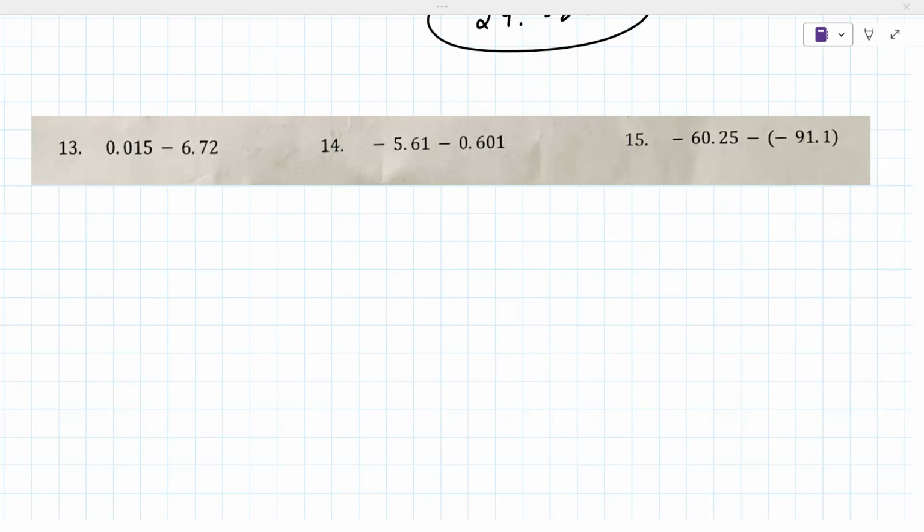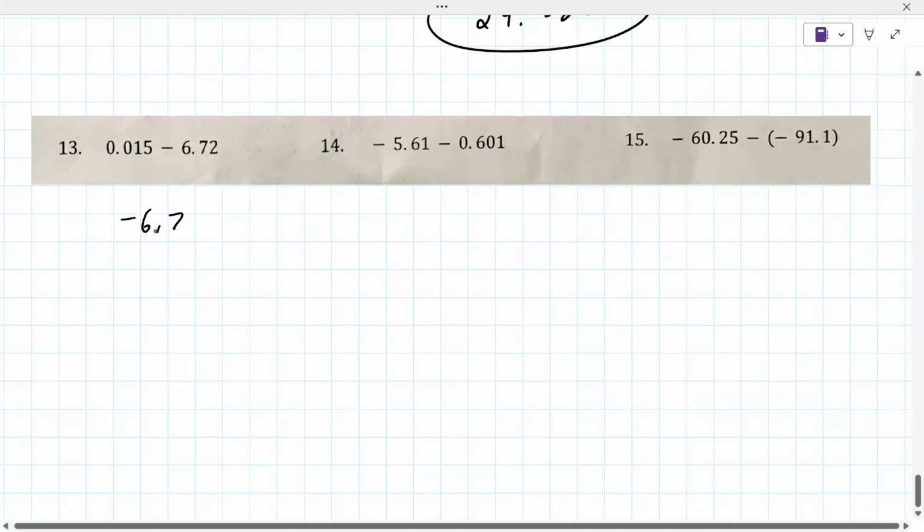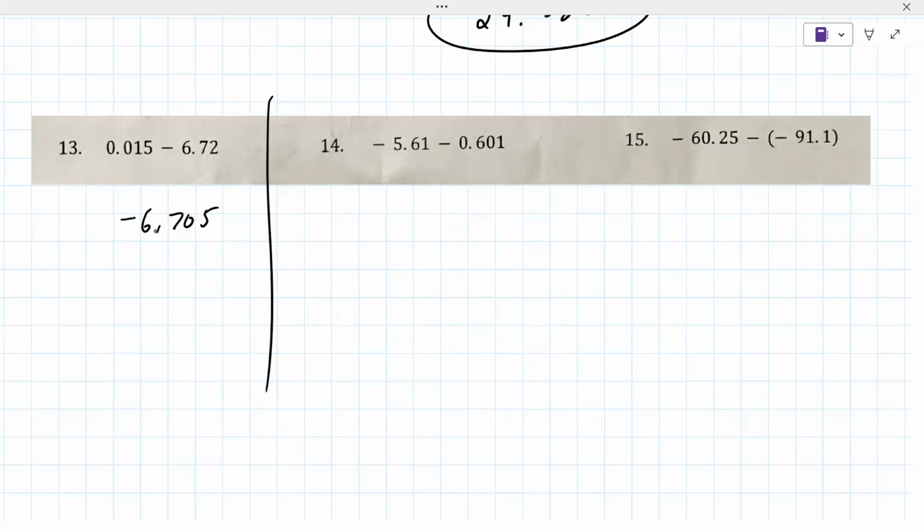I think for 13 it's negative 6.705. That's right, 705. Yep, that's good. The next one is 6.211. Nope. There's an issue with your answer.